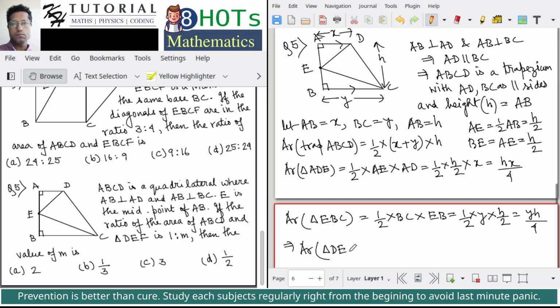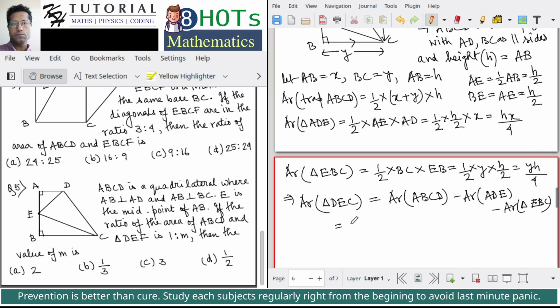So the area of triangle DEC will be equal to the area of ABCD, that is the whole trapezium, minus the area of the two triangles, that is ADE and EBC. The area of the trapezium ABCD was h into x plus y divided by 2, the area of triangle ADE is hx by 4, and the area of triangle EBC is yh by 4.